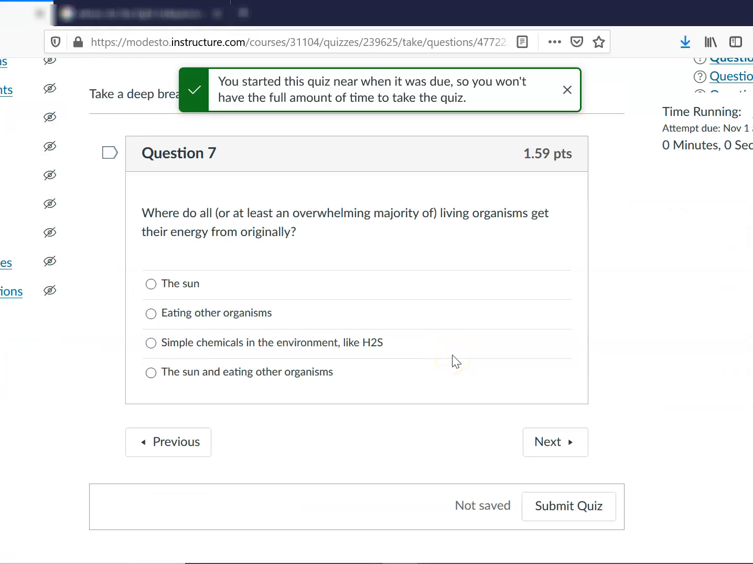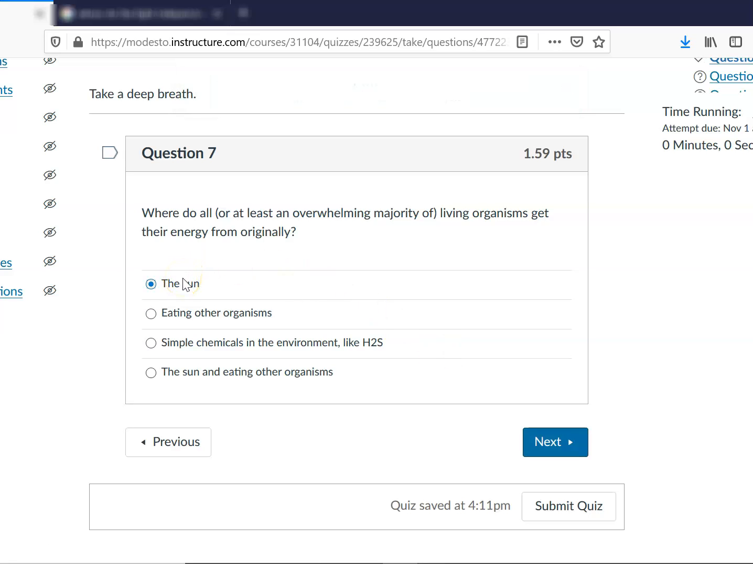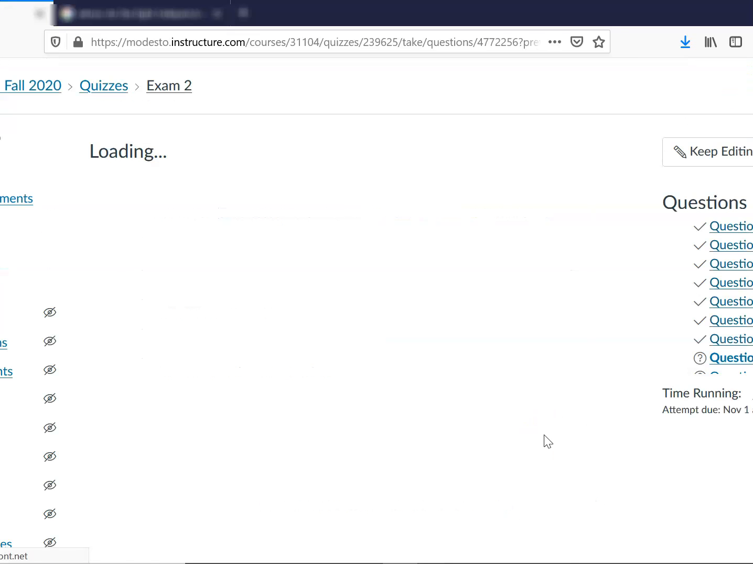Where do all, or at least an overwhelming majority of living organisms get their energy from originally? Kind of wordy, but I talked about this in the lecture, and the book talks about it extensively. They get it from the sun. So there are certain organisms that can actually metabolize other things like rocks, but those are in the vast minority of living organisms. Just very few kind of cool, interesting ones.